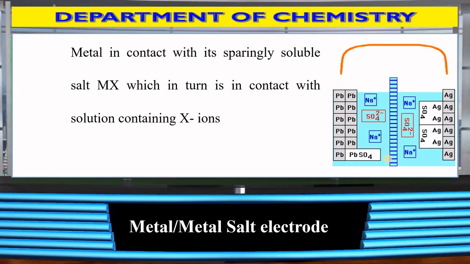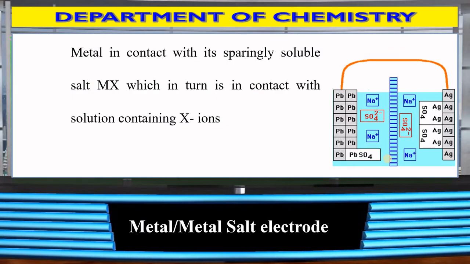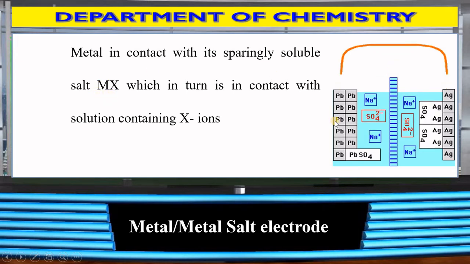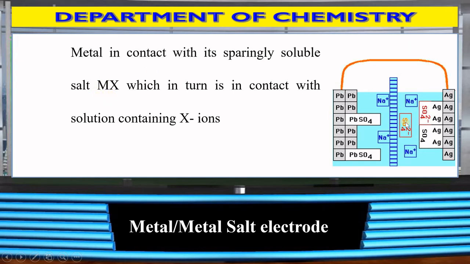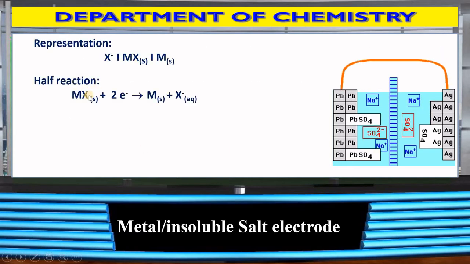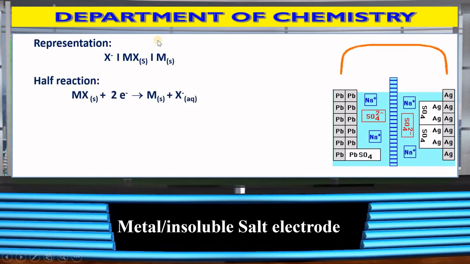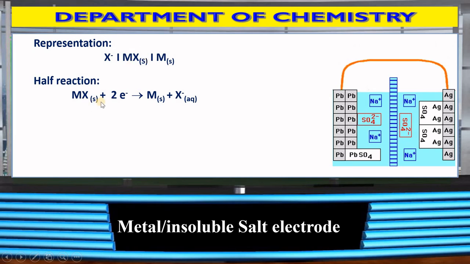Now let's move towards the metal salt electrode. It is also called a metal insoluble salt electrode. See here, the metal is in contact with its sparingly soluble salt MX, which in turn is in contact with the solution containing X minus ion. The half cell reaction for this electrode is MX, that is the sparingly soluble salt MX, plus 2 electrons gives metal plus X minus.